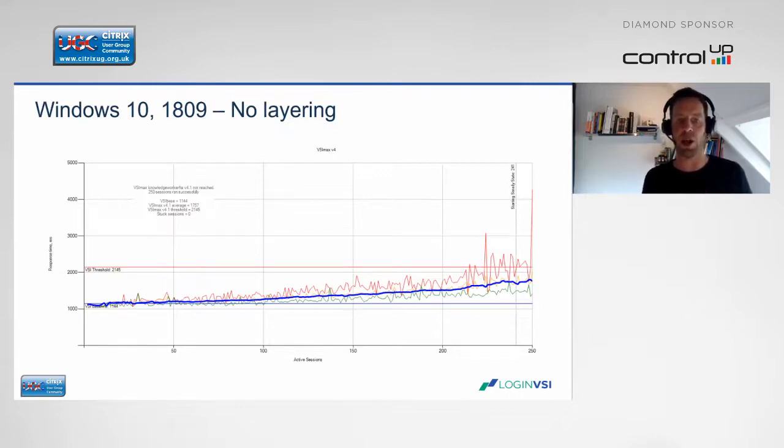This is a textbook example chart also. It's very smooth. There's probably no antivirus in here. There's probably no workspace managers, those kinds of things that can really kill performance, like OneDrive.